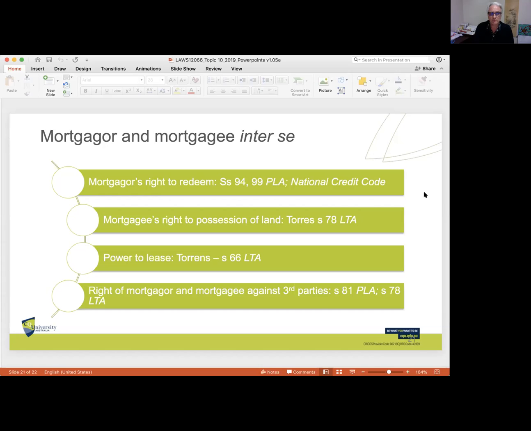We also have these ideas that under the general relation of obligations between the parties, the mortgagor and mortgagee, there are certain rights that are specified in the framework in regard to the right to redeem, which is governed by provisions in the PLA and also by the National Credit Code. The right to possession is dealt with under the Land Title Act. What is the power of a mortgagee to lease? Again, dealt with under the Land Title Act, Section 66. And then lastly, the rights of a mortgagor and a mortgagee against third parties, and that, again, is dealt with under the specified legislation, PLA and LTA.